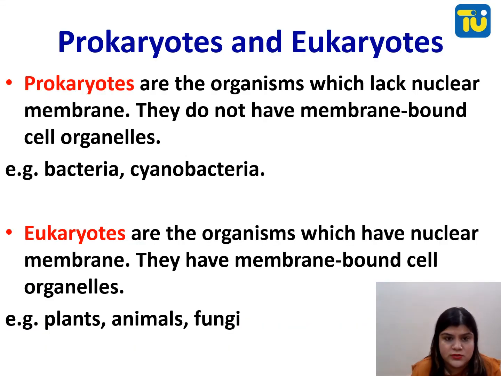Prokaryotes and eukaryotes. Pro means primary, karyo means nucleus; eu means true, karyo means nucleus. So prokaryotes were the first organisms which came on earth. All bacteria are prokaryotes. They are organisms which lack a nuclear membrane and do not have membrane-bound cell organelles. Examples are bacteria and cyanobacteria. Eukaryotes are the organisms which have a nuclear membrane. They have membrane-bound cell organelles, like plants, animals and fungi.